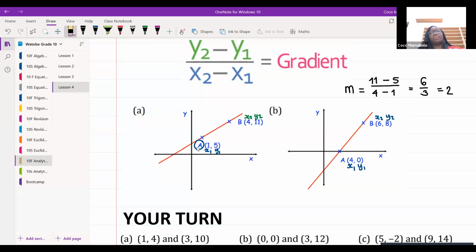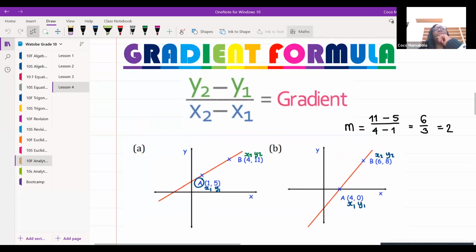Yes, Prama. Sorry, ma'am. I was just going to ask if we're still just doing graphs. Like we're just going over grade 9 revision, right? Yes, we're just going to do gradients and then we're going to do the equation of a straight line because analytical geometry is the equation of a straight line. Perfect. Thank you so much.